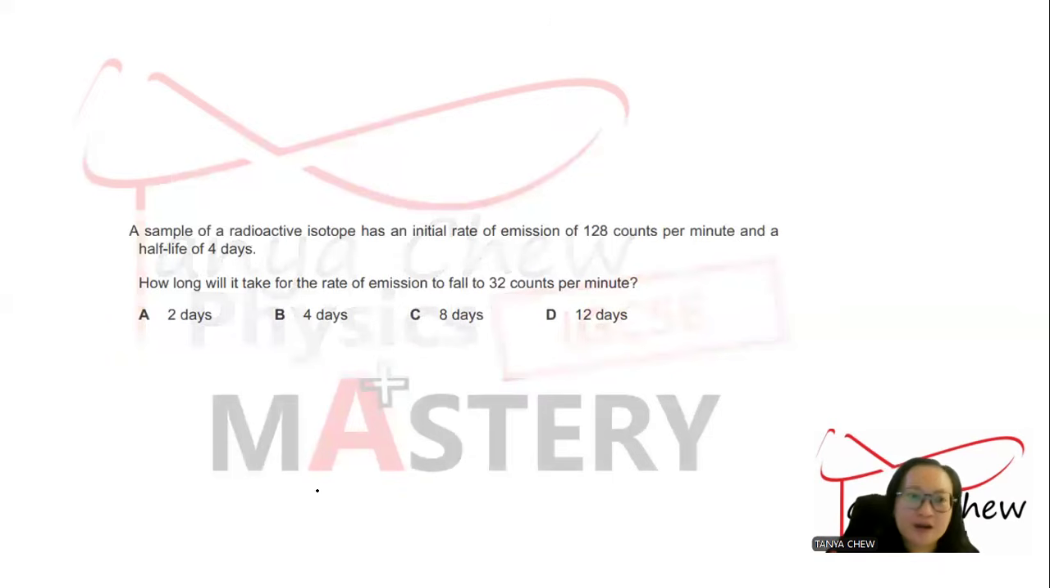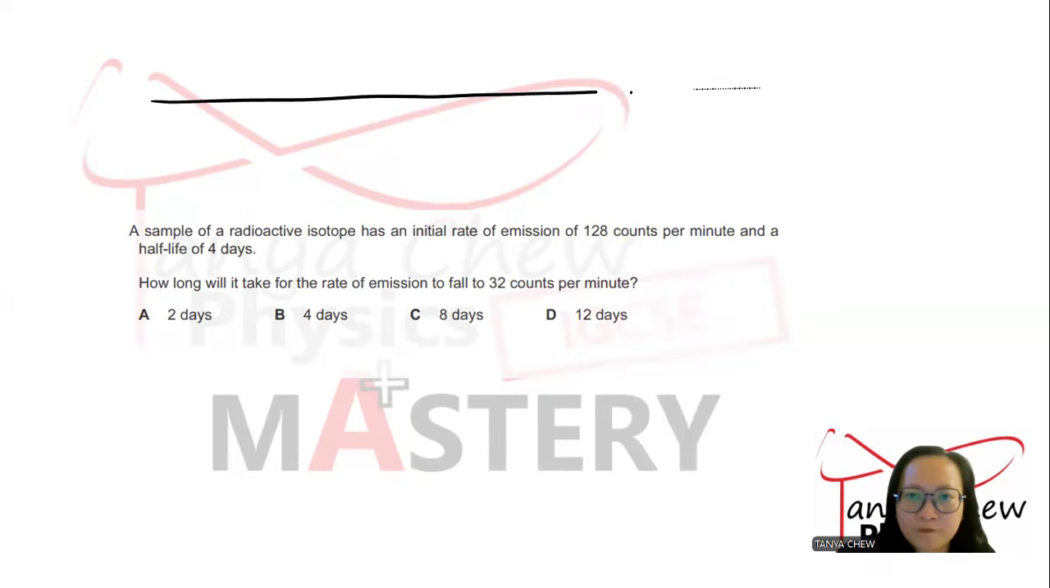Let us try another one. A sample of radioactive isotope has an initial rate of emission of 128 counts per minute and half-life of 4 days. How long will it take for the rate of emission to fall to 32 counts per minute? Now, whenever I do it, I don't really use formula. I use table. If you find that this table is easier to use as compared to equations, feel free to use it.